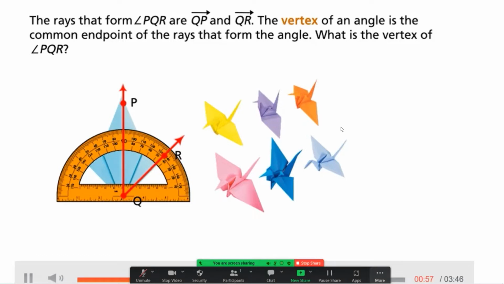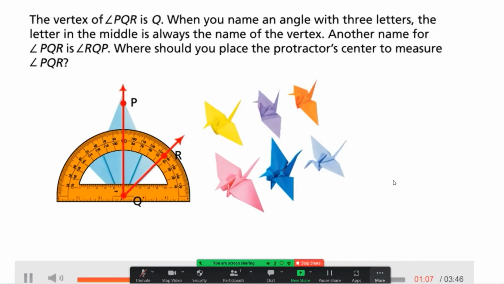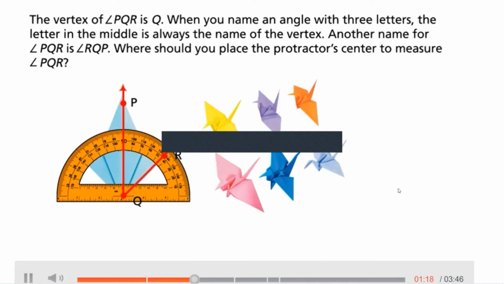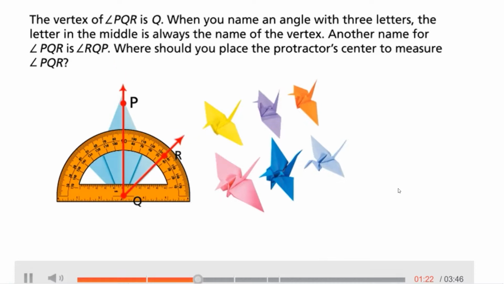The vertex of an angle is the common endpoint of the rays that form the angle. What is the vertex of angle PQR? The vertex of angle PQR is Q. When you name an angle with 3 letters, the letter in the middle is always the name of the vertex. Another name for angle PQR is angle RQP.